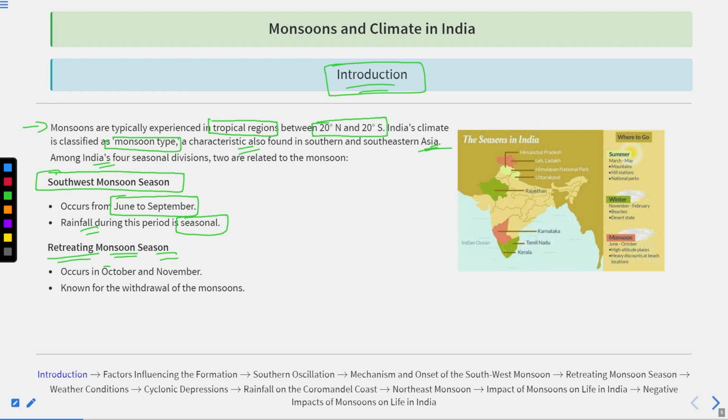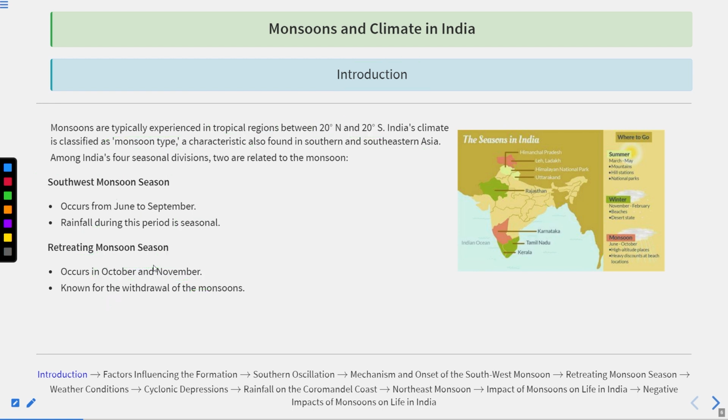This occurs between October and November, and this is basically known for the withdrawal of the monsoon. It means the monsoon season that came during June to September would be returning or retreating between October to November, and the rainfalls that happen over that time are happening as the withdrawal of the monsoon winds.